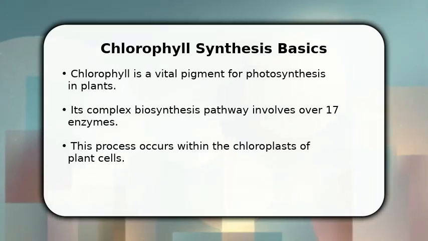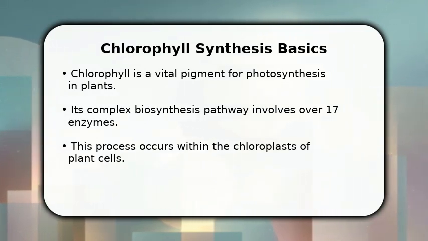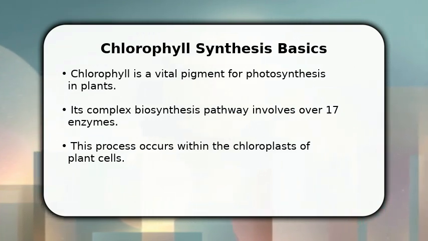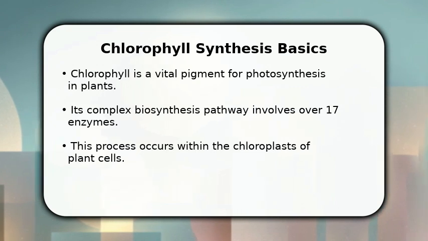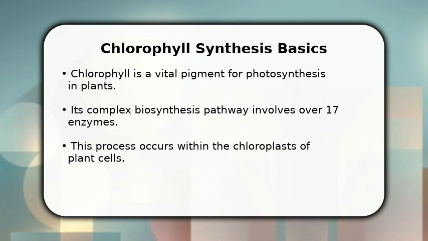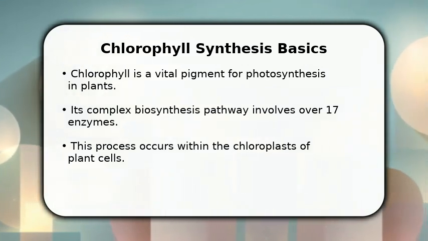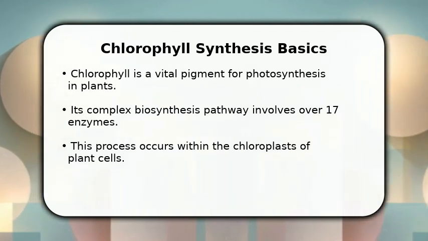In this video, I will explain how plants make a molecule of chlorophyll. This essential green pigment is crucial for photosynthesis, allowing plants to convert light into energy. The creation of chlorophyll is a complex process, involving more than 17 enzymes working in a specific pathway. All of these intricate reactions take place within the chloroplasts, the specialized organelles found in plant cells.